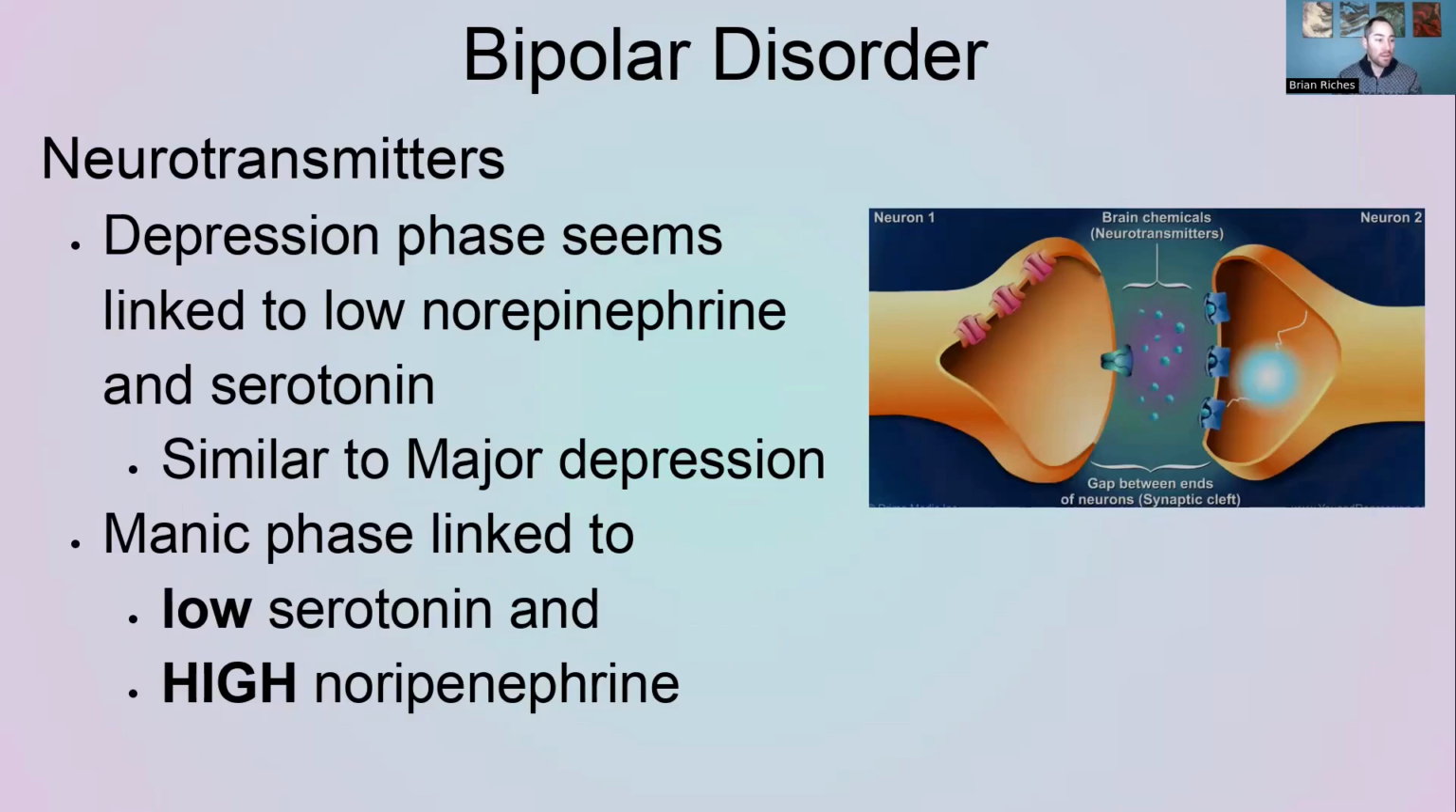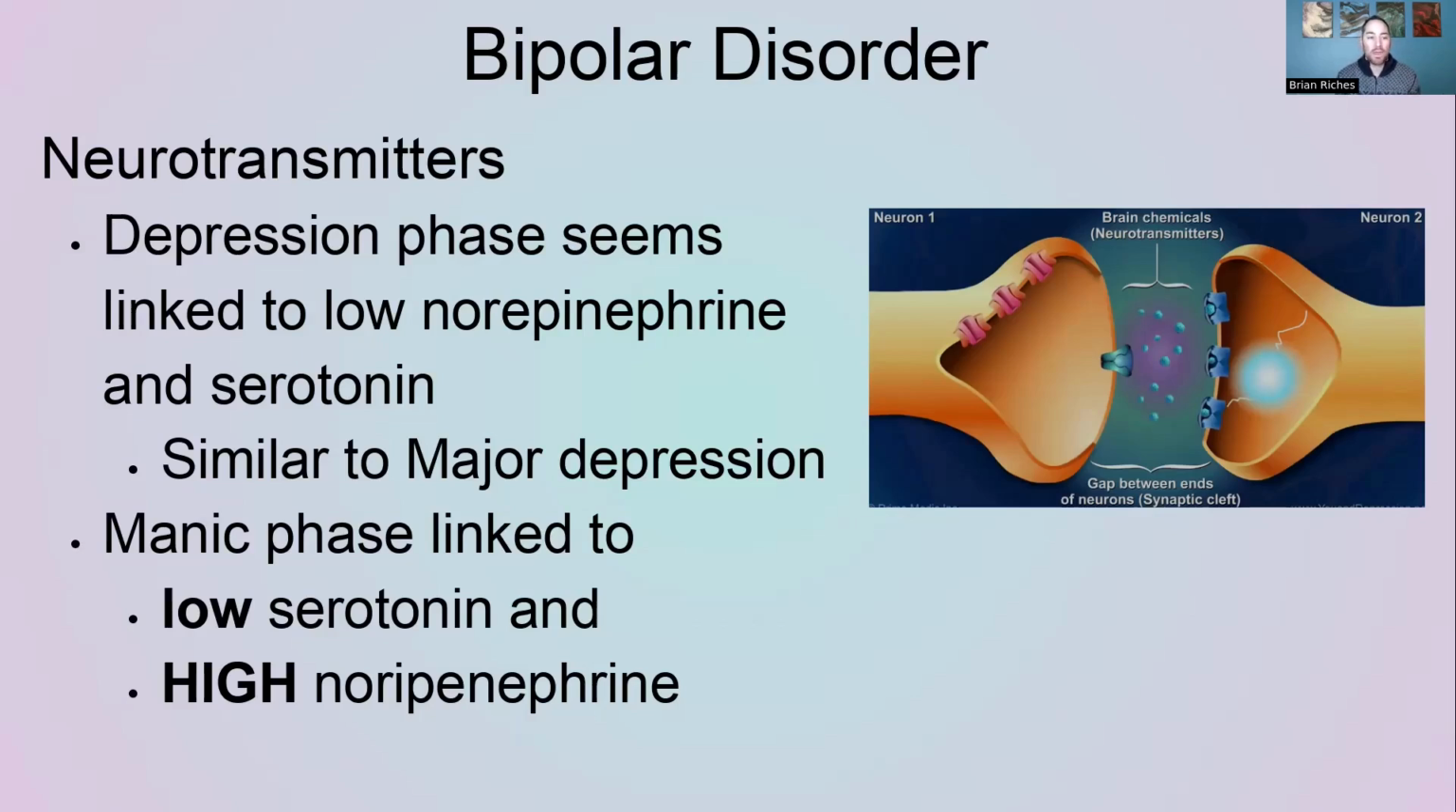It does appear that the depression phase seems really linked to low norepinephrine and serotonin. So that's really similar to what we just talked about with major depressive disorder. With that, you might say, oh, well, great, we can just use some of the same treatments for bipolar disorder as depression, because usually they're suffering from depression. And that's kind of one of the schools of thought.